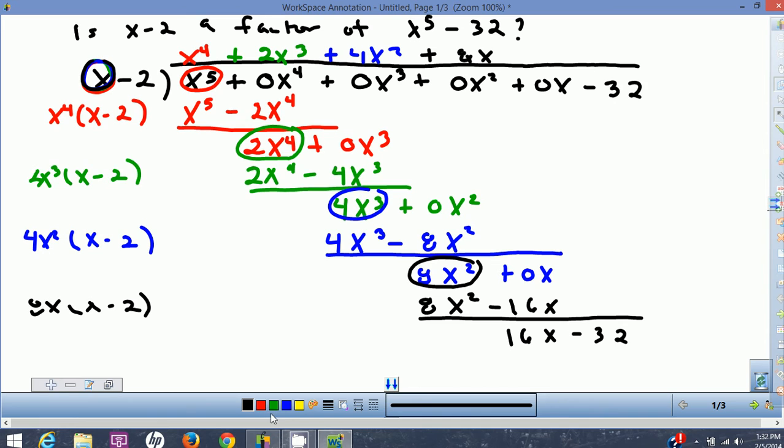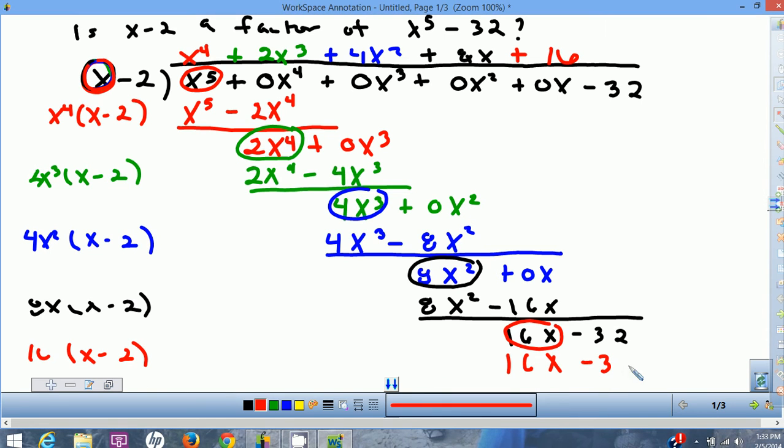And then one more round last time. So how many times does x go into 16x? Plus 16. So 16 times x minus 2 is 16x minus 32. And we subtract. 16x minus 16x is 0. Negative 32 minus a negative 32 is 0. I got a remainder of 0.